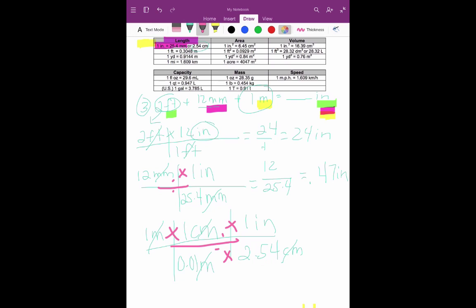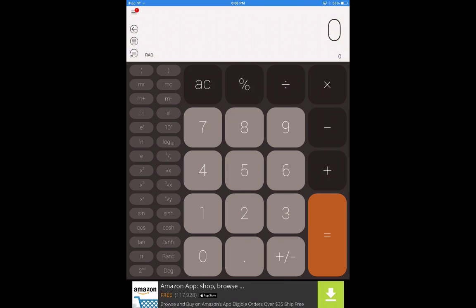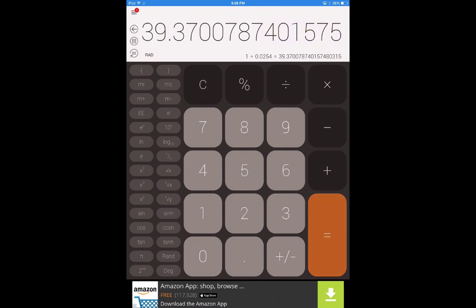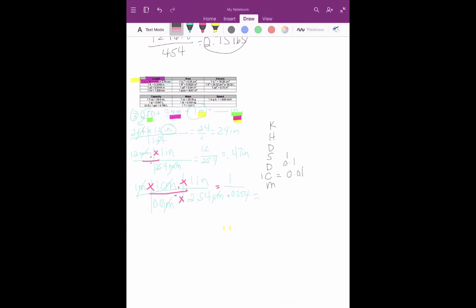Now we need to multiply, divide. So we have 1 times 1 times 1 is 1, divided by 0.01 times 2.54, which is going to be 0.0254. When we plug that into the calculator, we have 1 divided by 0.0254 equals 39.37. So this is going to be equal to 39.37, and our units are inches.